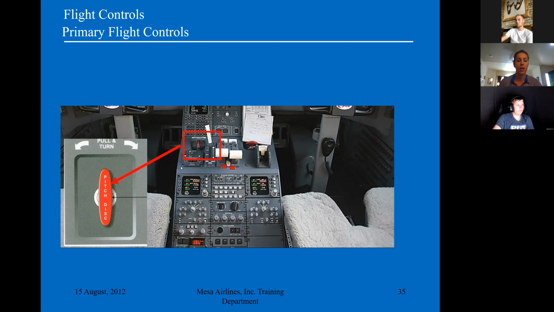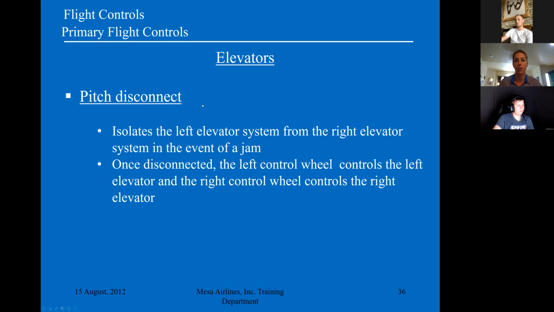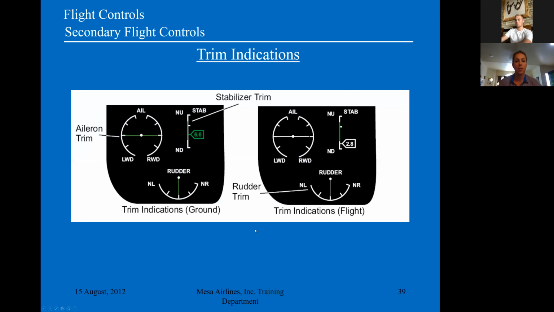So again, an FAA rule. Nothing has ever been actually done or used before in that regard. Okay, questions on the pitch disconnect? Kind of exactly the same thing as the aileron disconnect, only for your elevator.